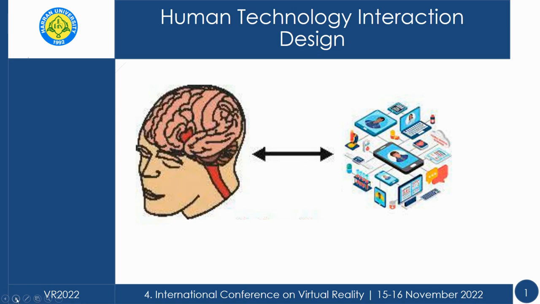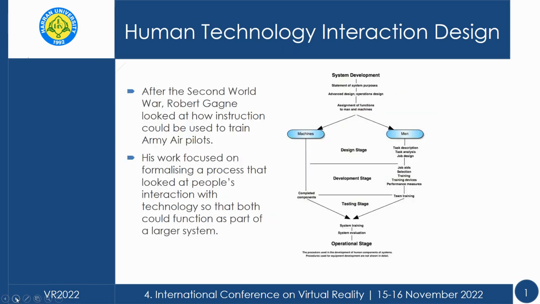And then the next step is really to think, how is learning taking place with technology? How does our brain absorb, or can be linked with, technology? Now, after the Second World War, Robert Gagné, to make sure that Army air pilots would learn how to use machines, designed a process where he started with designing, then a development stage, and then finally he would test if they understood what he wanted them to learn about the machine.